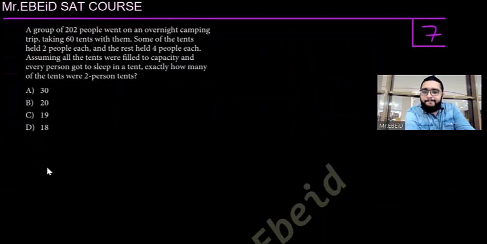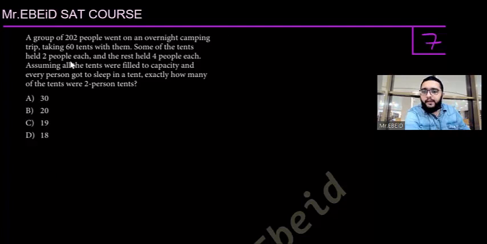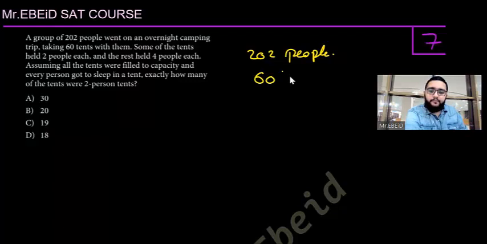Okay, question 7. A group of 202 people went on a night camping trip. Taking 60 tents, some of them held 2 and the other held 4. Assuming all the tents were filled with the rest of the people, exactly how many of the tents were 2-person tents? Now we have 2 types of tents, that hold 2 people and 4 people.